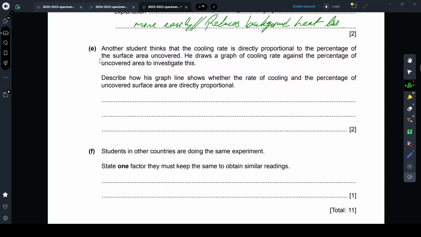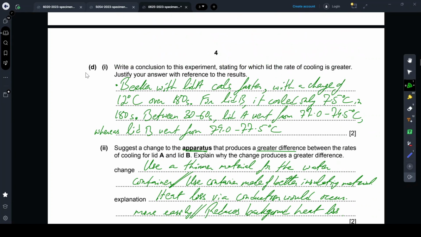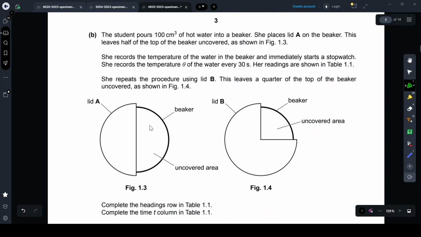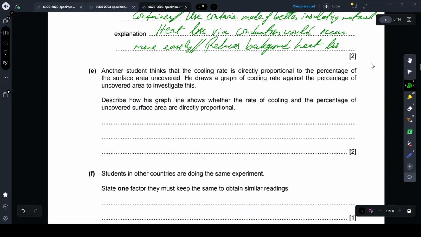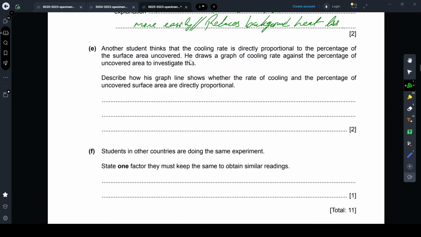So another student thinks that the cooling rate is directly proportional to the percentage of the surface area uncovered. So how much of the lid is open, the uncovered area: the more the uncovered area, the more the cooling. It's directly proportional, right? He draws a graph of cooling rate against the percentage of uncovered area to investigate this.